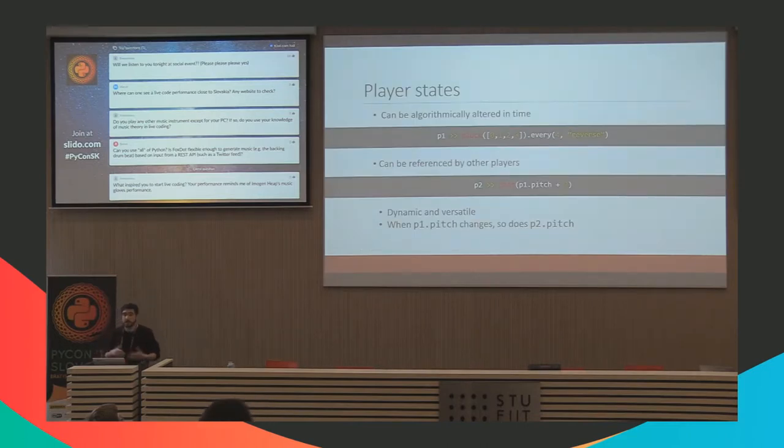These can also be algorithmically altered in time. So again, I want things to change through time, so every 4 beats I can call the reverse method on a player. You name the method as a string that looks it up using the getattr function. And I can also reference certain attributes of other players. So if I had this P1 pluck player going, I can then reference it in P2 by grabbing the P1.pitch and adding 2 steps to it, so it forms a harmony. And these are dynamic and versatile, so if the contents of P1.pitch changes, so does the P2.pitch, which is 2 steps higher.